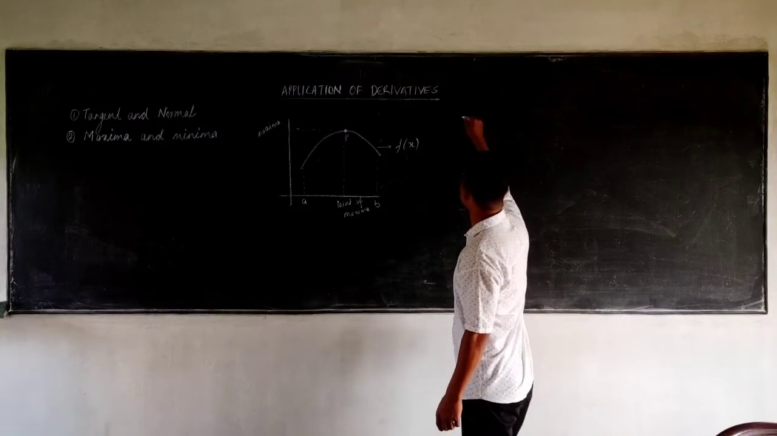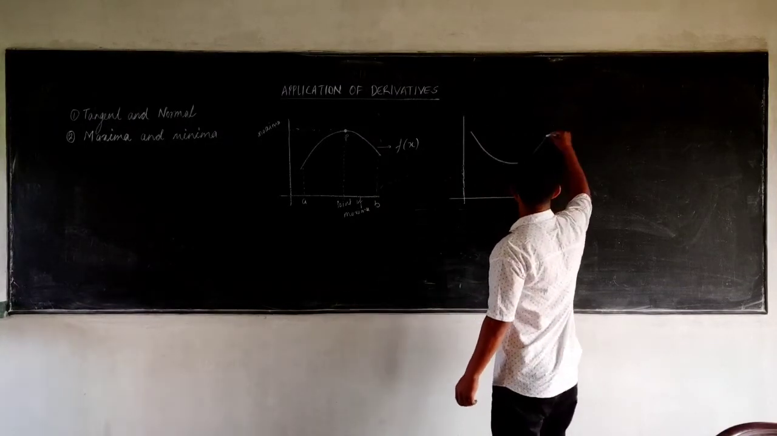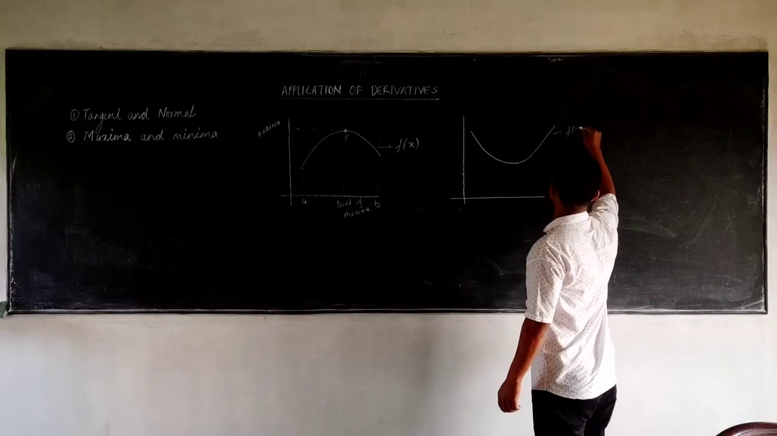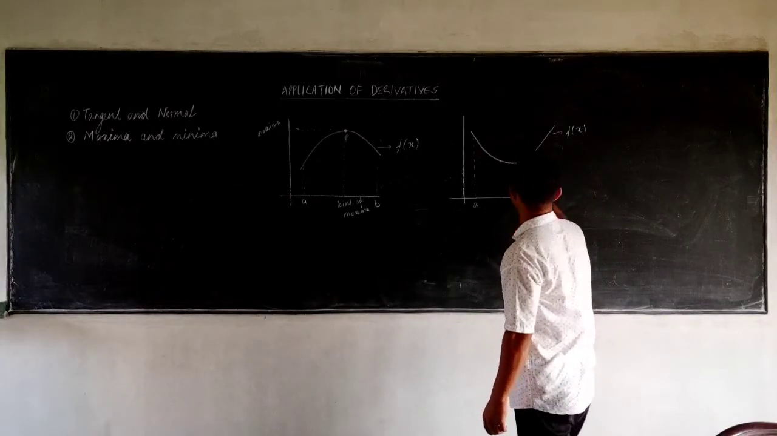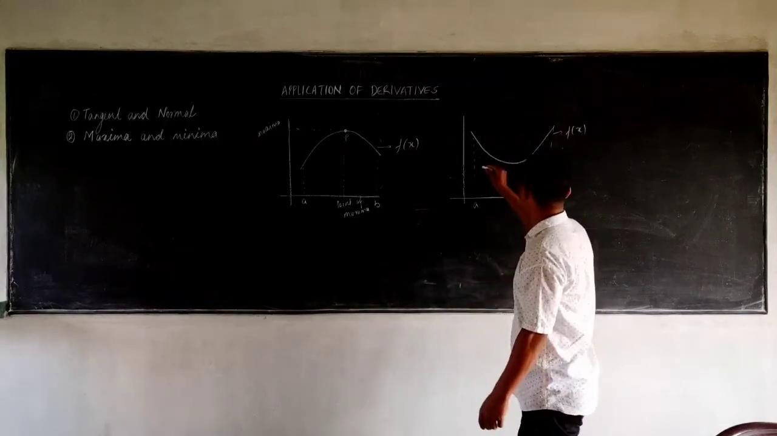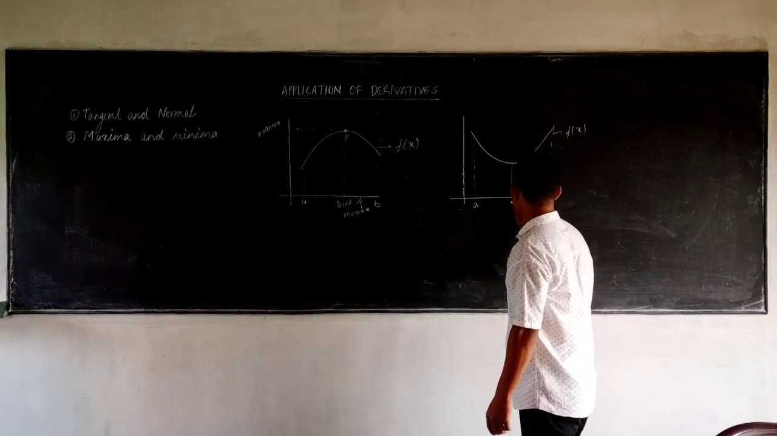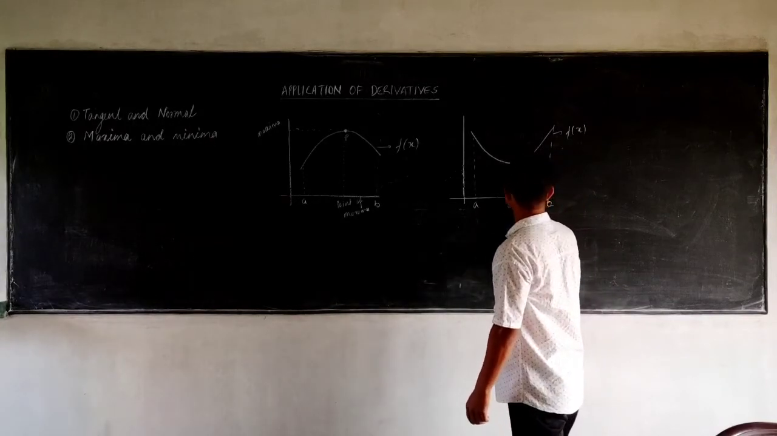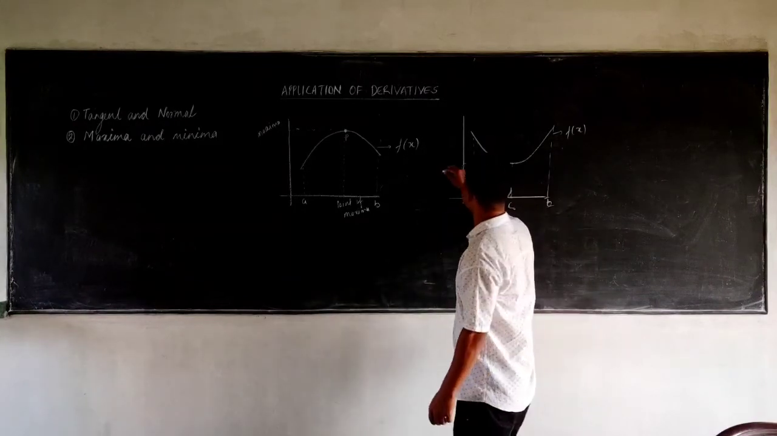Now we consider the second case in which we have a function, a curve like this kind of curve, a function which is given by f of x again. This curve is also defined in the range a and b. Now we have the value c in between a and b such that at that point the curve or the function has a minimum value, and that is known as the minima.